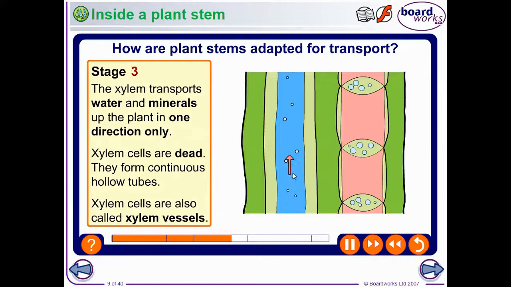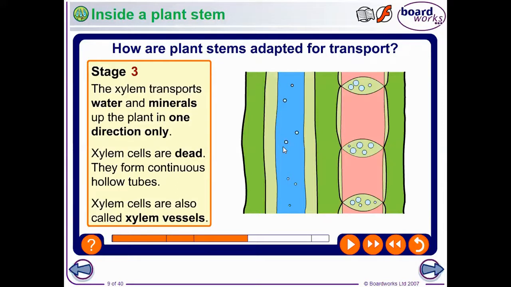So the xylem transports water and minerals in only one direction. So we have a unidirectional flow. Another thing I want to make note of: xylem cells are actually dead cells. So they form this continuous hollow tube structure. So there's no obstruction, there's no passing through cell membranes. It's a continuous hollow tube. So this allows for the easy flow of water in the stem. Xylem cells are also called xylem vessels.